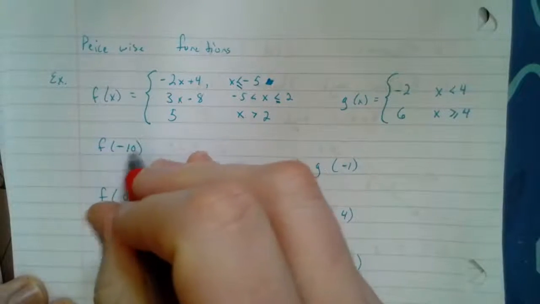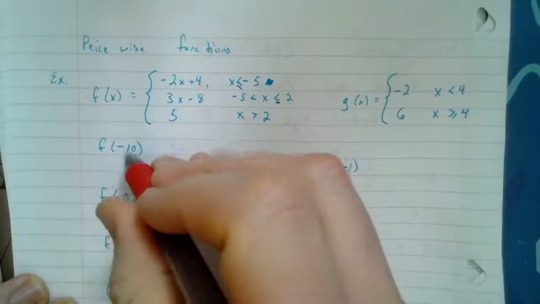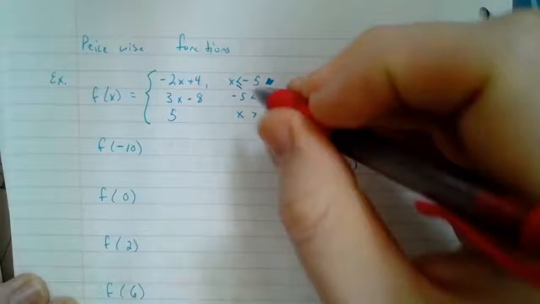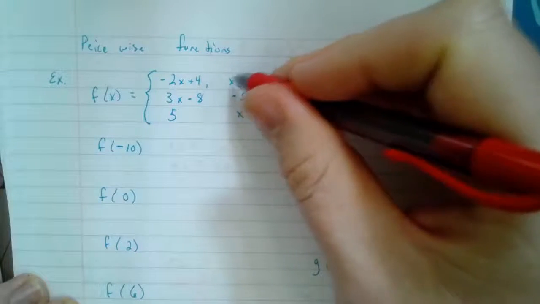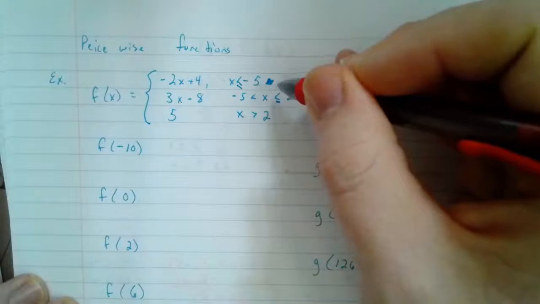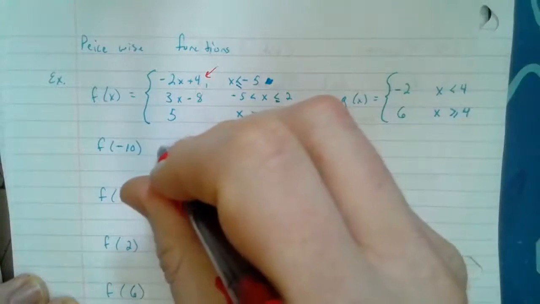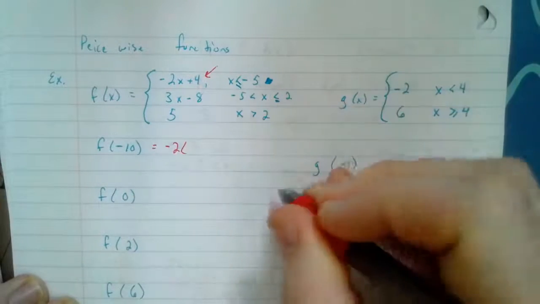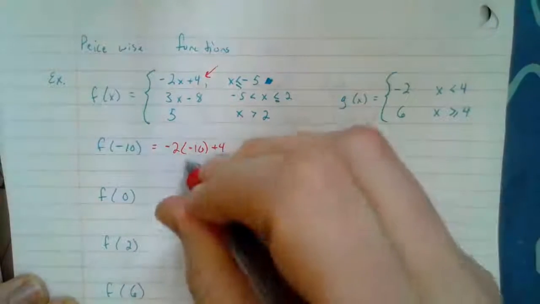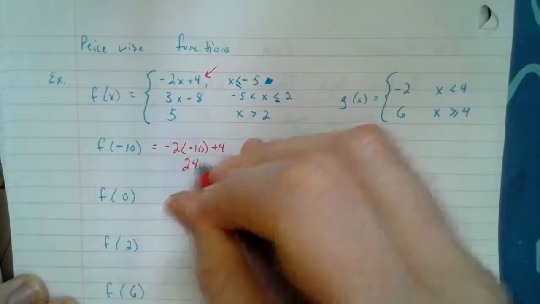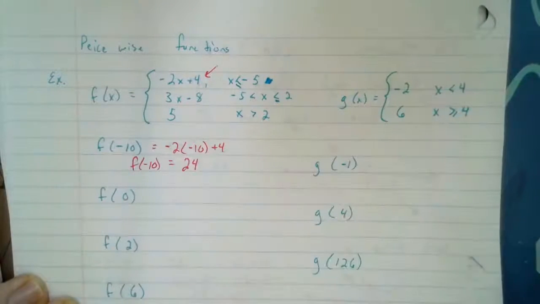So here, f of negative 10, what this means is, what is the value of this function, f, when x is negative 10? So if I look here, I have to figure out which interval negative 10 is on. Negative 10 is less than or equal to negative 5. So I know it's on this interval, so I'm going to start by looking at this function. So I'm going to do this equals negative 2 times negative 10 plus 4. So I end up with 20 plus 4, which is 24. So f of negative 10 is equal to 24.